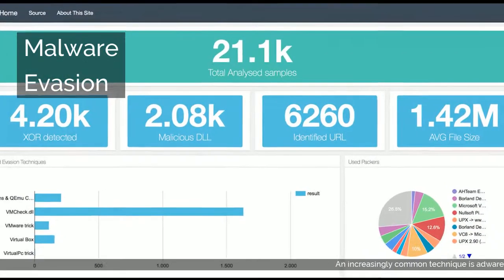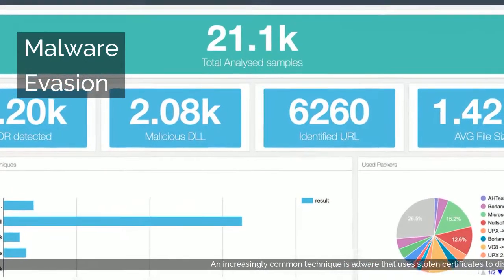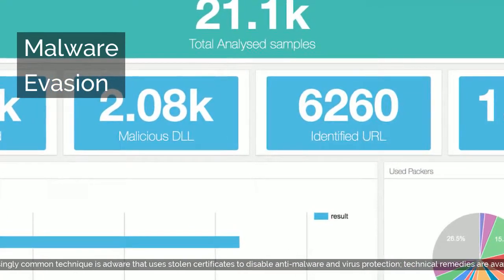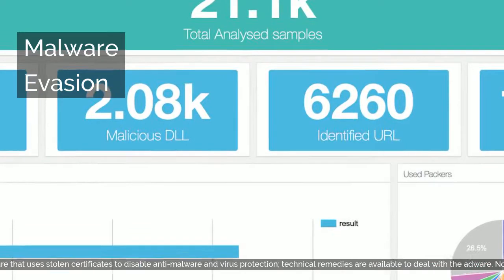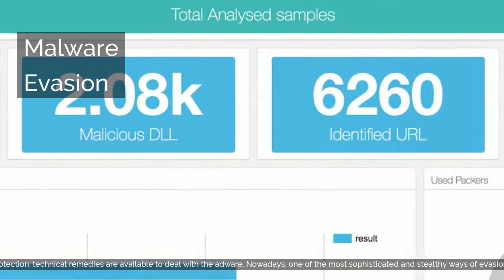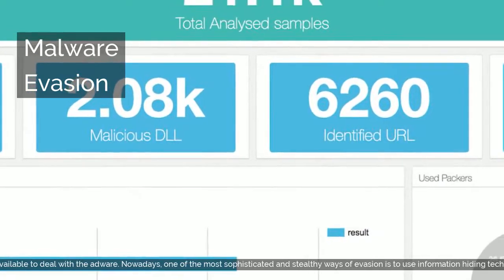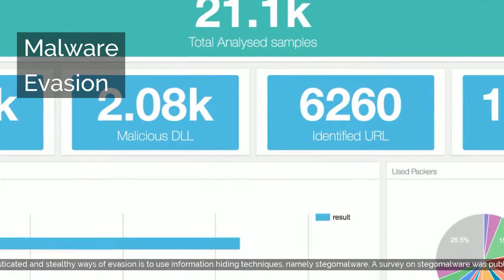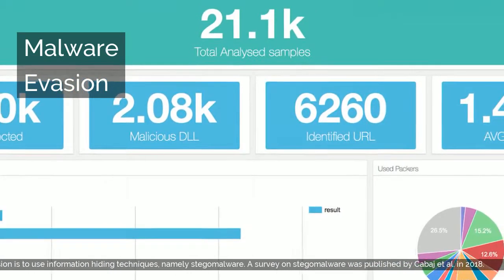An increasingly common technique is adware that uses stolen certificates to disable anti-malware and virus protection. Technical remedies are available to deal with the adware. Nowadays, one of the most sophisticated and stealthy ways of evasion is to use information hiding techniques, namely stegomalware. A survey on stegomalware was published by Cabot et al. in 2018.